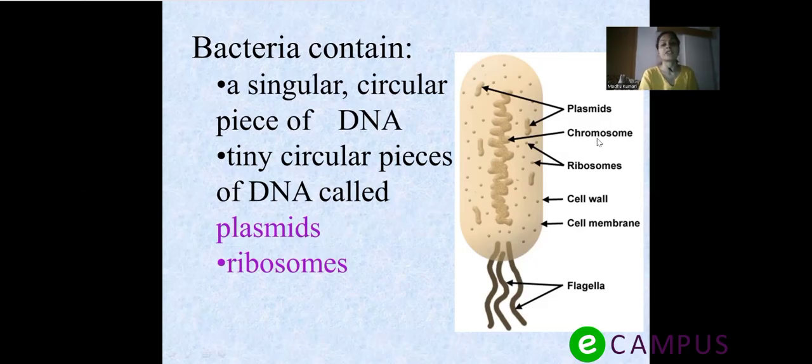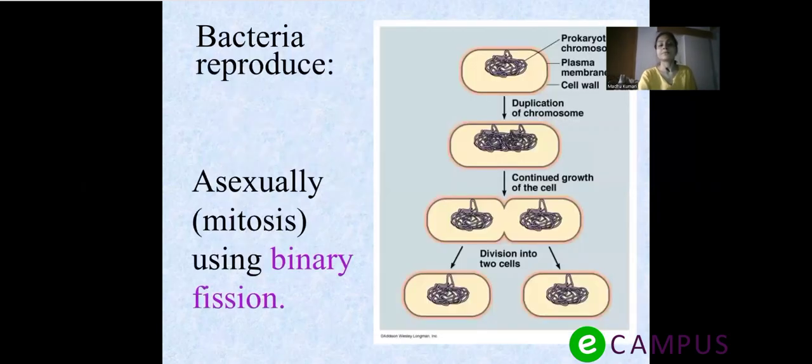The chromosome contains the genetic material, that is DNA. Plasmid is the extra-chromosomal material present in bacteria, which helps in the transformation process, right? So bacteria contain a single circular piece of DNA, and teeny circular pieces of DNA called plasmids, and ribosomes, right?